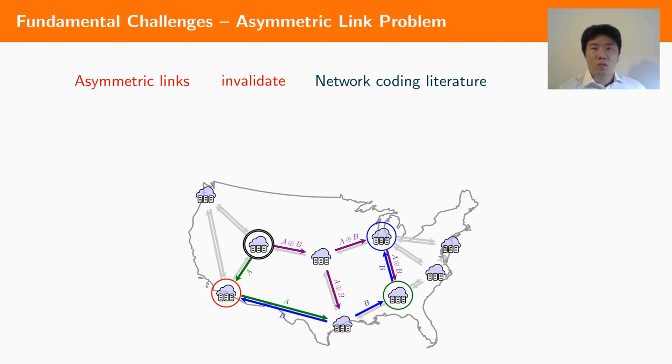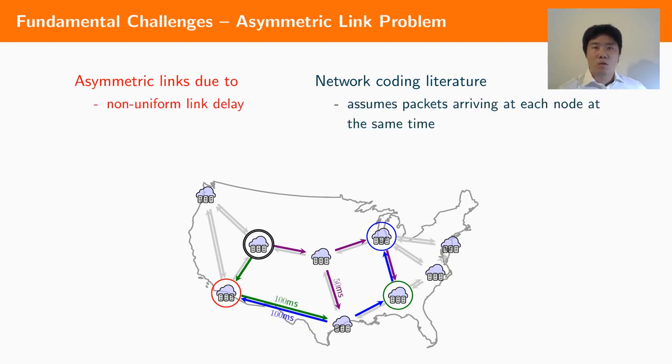Given the opportunities, network coding is a strong candidate to boost inter-data center bulk transfer throughput. Meanwhile, we still need to overcome some fundamental challenges resulting from the asymmetric link problem. The existence of asymmetric links makes network coding techniques in the literature infeasible in practice. We explain as follows. To perform coding, we need to receive the upstream bits or packets first.